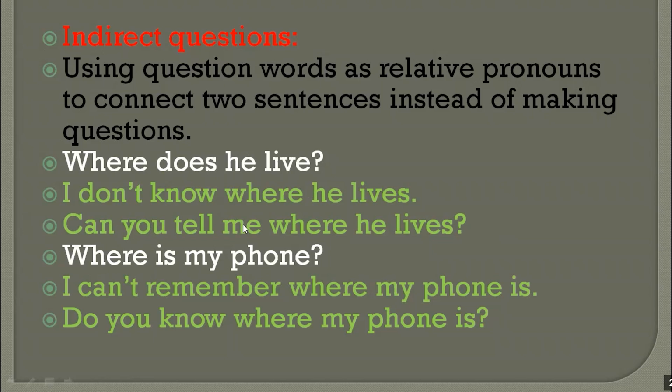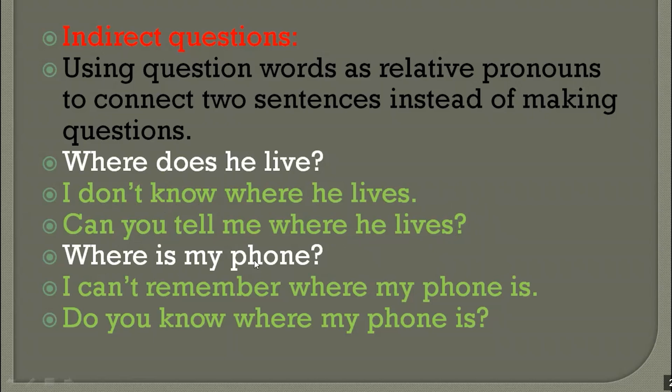Here's another example. Can you tell me where he lives? Now, this is a question, but the question is this part. Can you tell me? Not that part. So this part takes the form of the question, but this part takes the form of a normal sentence. So we don't say, can you tell me where does he live? That would be wrong.